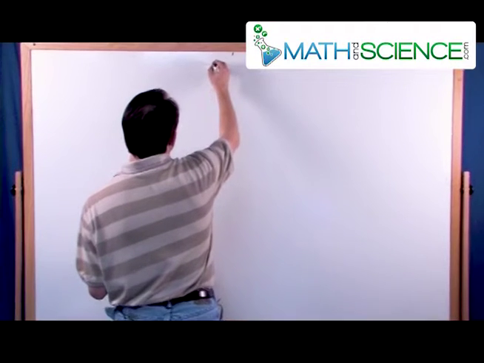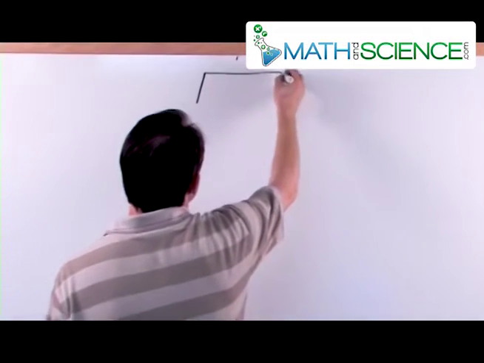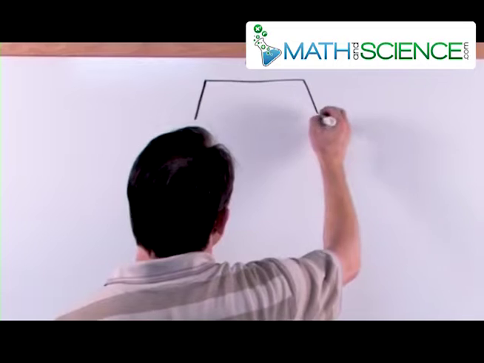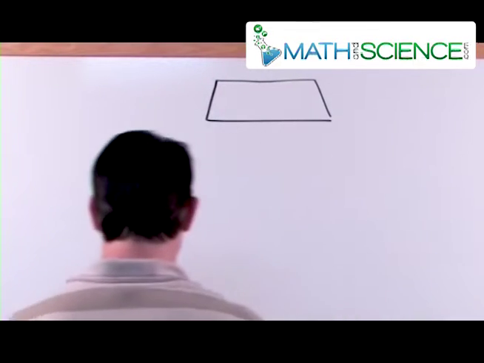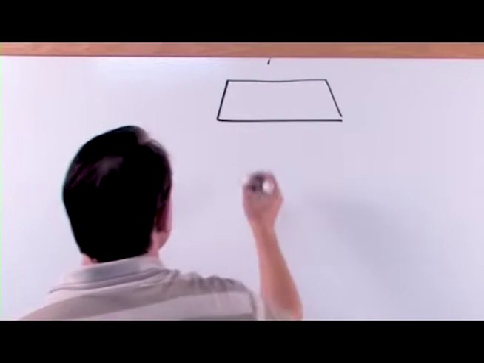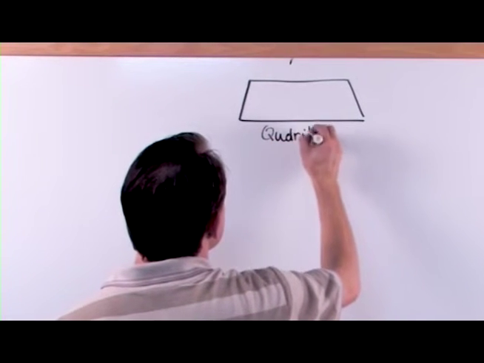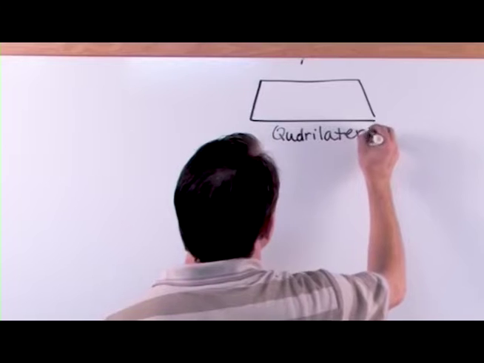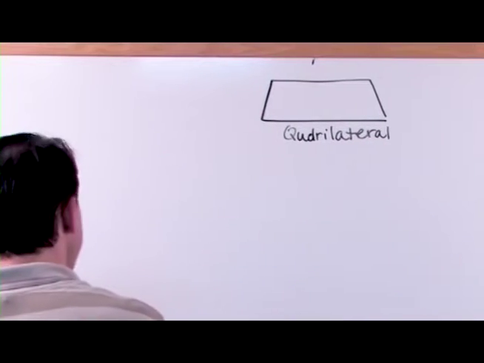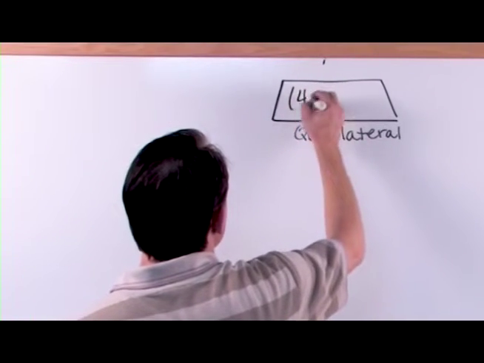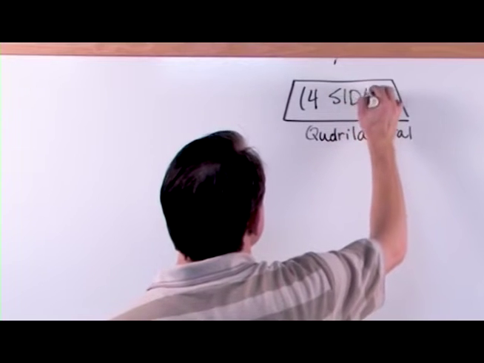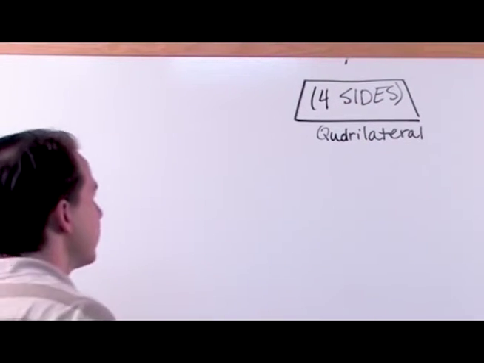We already said that a four-sided figure is called, what did we say it was called? We said it was called a quadrilateral. So we'll write that down here. Quadrilateral. Okay, it's a quadrilateral. And all that means is it has four sides. Okay, that's all it means, quadrilateral.